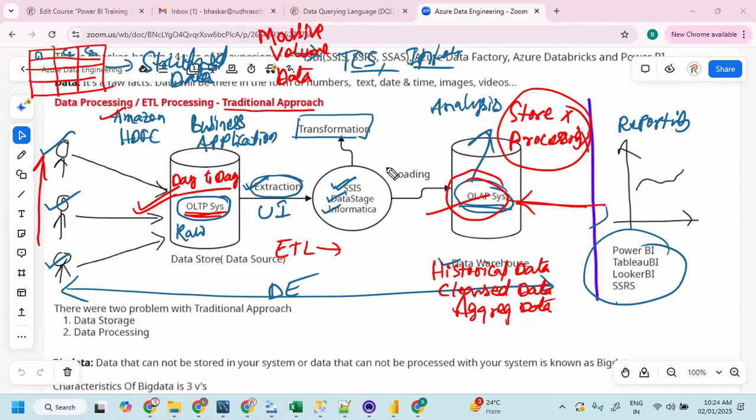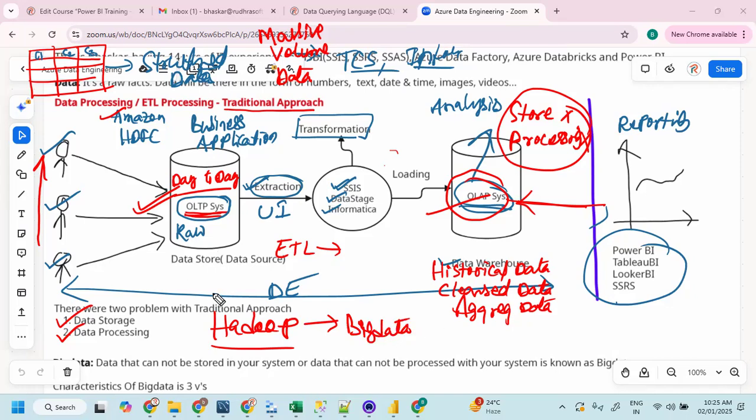Then, in order to provide the solution for your data storage and for your data processing, the market adopted Hadoop. Most of you may be aware of Hadoop. You may not know exactly what it is doing, but the purpose of Hadoop is to provide the solution for your big data. When there is a massive volume of data, we can call it big data.